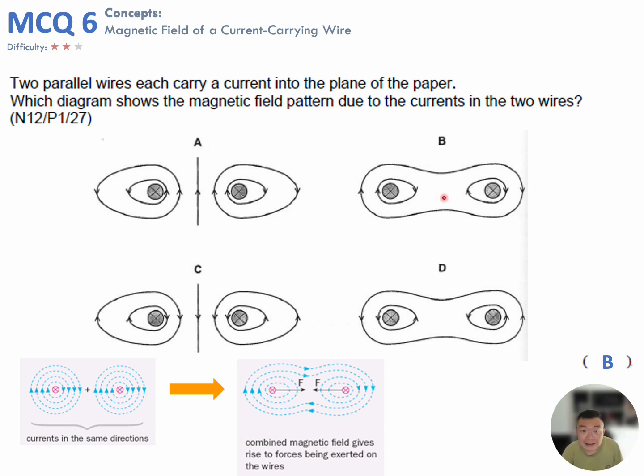When there's complete cancellation right smack in the center, if the currents are of the same magnitude, then there will be zero resultant magnetic field because of complete cancellation. So therefore, in sum, there are only two things to check. One is the clockwise direction of the field lines around the wire. The second is that the region between the wires has weaker magnetic field strength. And that's the reason why the best answer here is B.